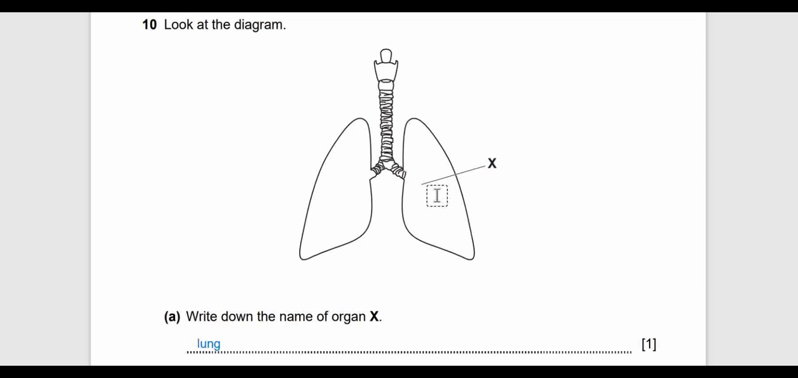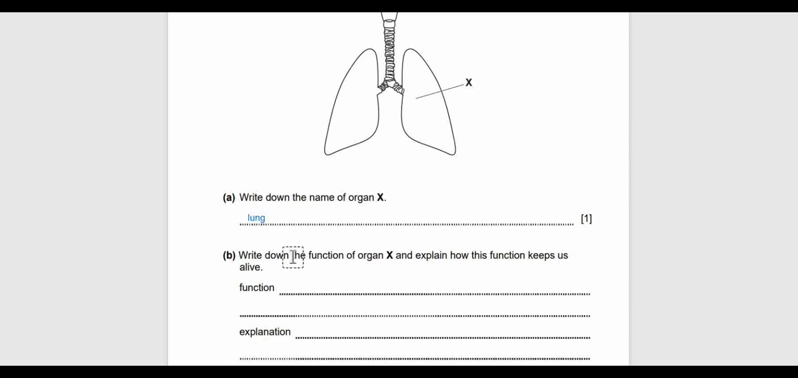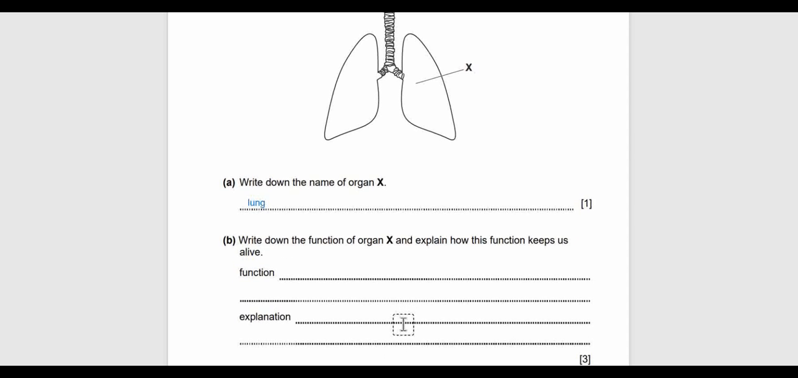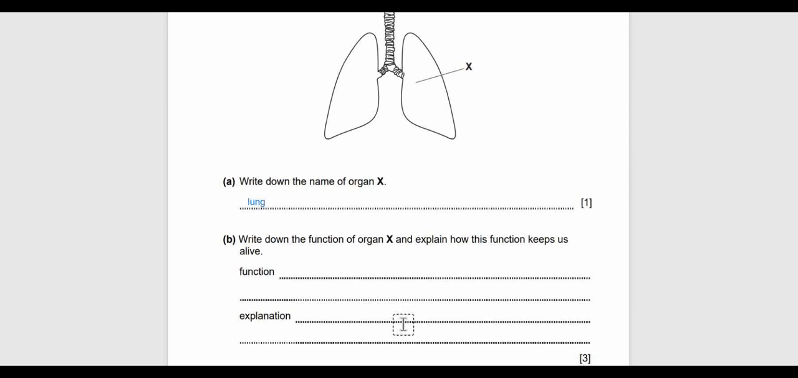Okay, next, 10b. Write down the function of organ X and explain how this function keeps us alive. Function and explanation. You'll score 3 marks for this. 10 seconds from now.